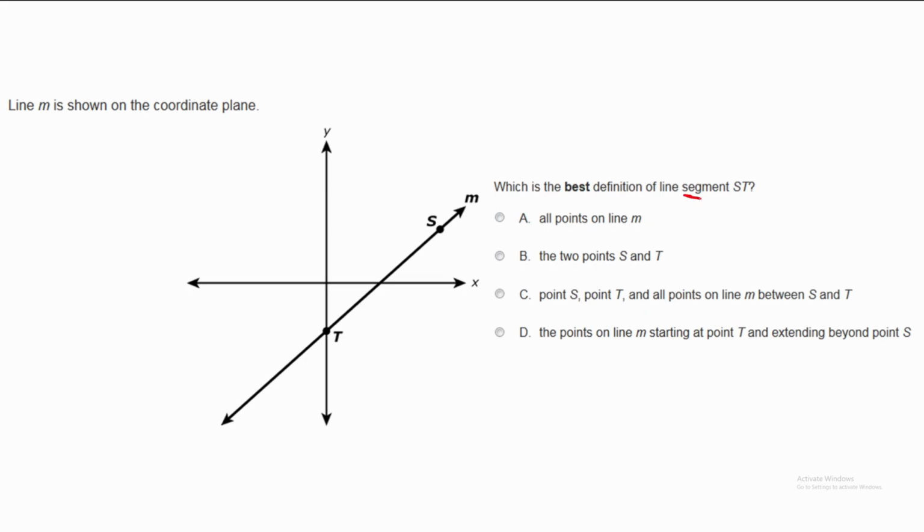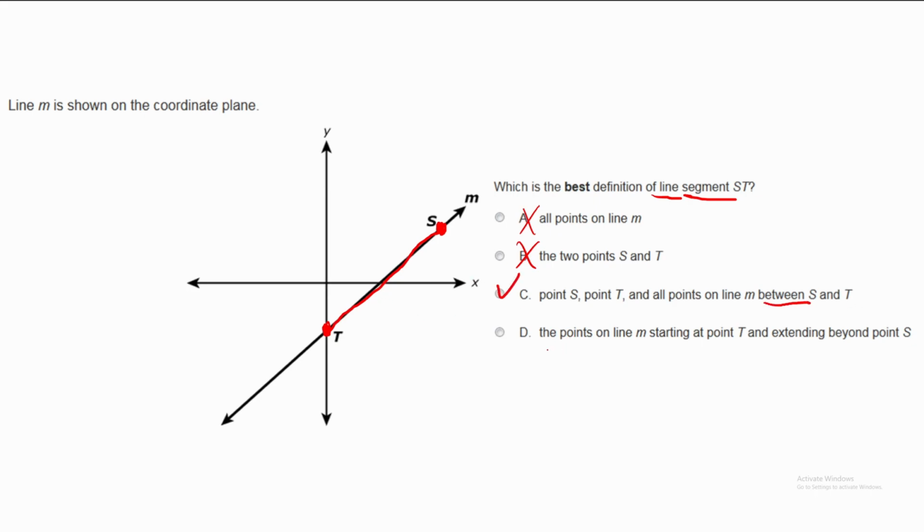Well, first of all, we're talking about a line segment, right? So I'm going to highlight that. This is very similar to what we just did in the last problem. We highlight this. That is my line segment. All points on line M include that arrow. This is not it. The 2 points S and T. Is it just those 2 points? No, it's the stuff in between too. The point S, the point T, and all the points on line M between S and T. This is our answer right here.